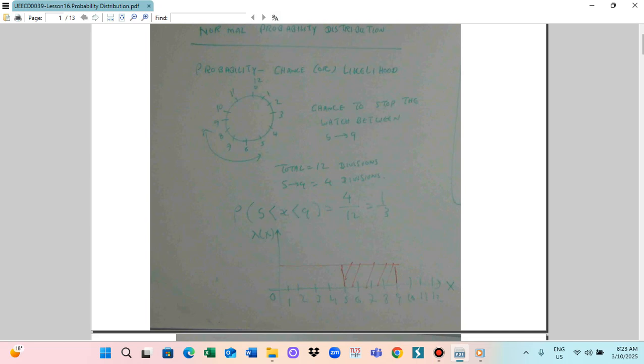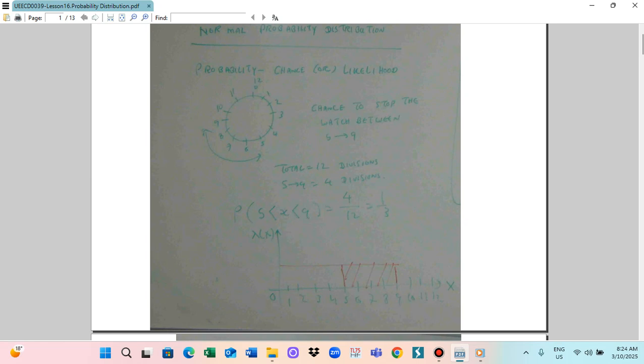We want to calculate the chance to stop the watch between 5 to 9. So what will be the chance? You can count how many total divisions there are. The total will be 12 divisions. Okay, 5 to 9 is 4 divisions. You can see the 12 divisions on the whole clock, so between 5 to 9 there are 4 divisions.